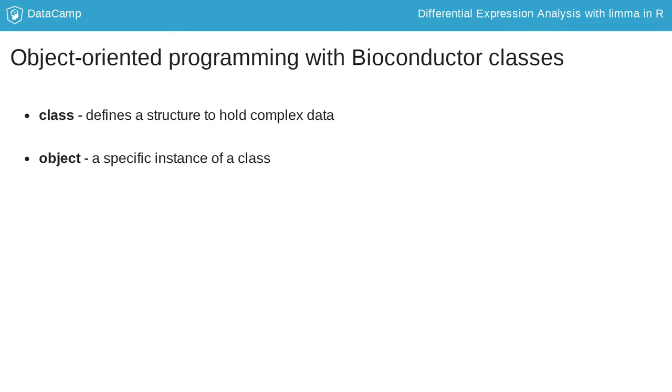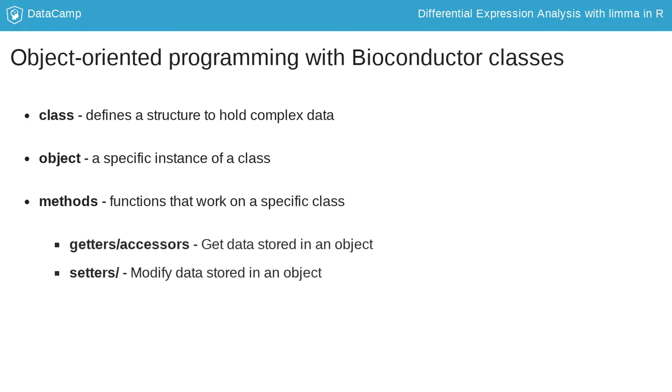Every class has methods, or functions that work in a special way for objects of that class. 2 common types of methods are getters, which retrieve the data in an object, and setters, which modify the data. As you'll see, methods for Bioconductor classes can be both getters and setters.